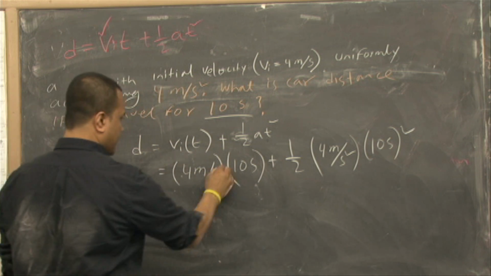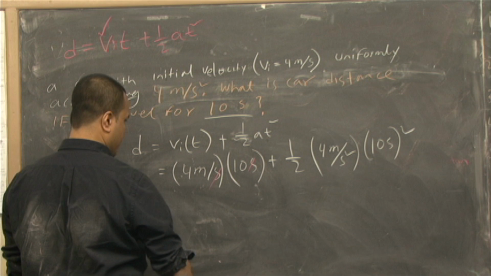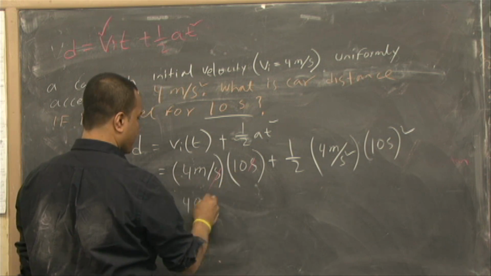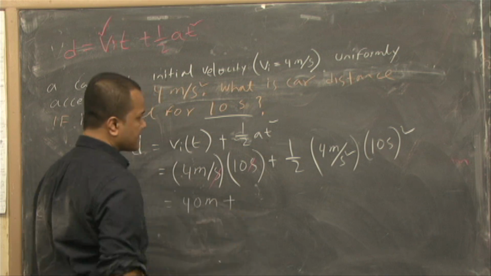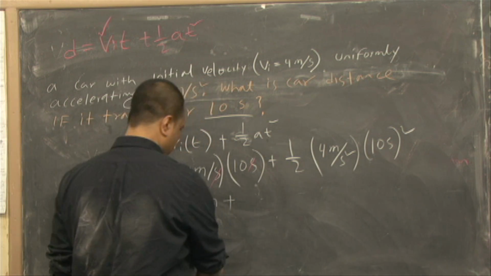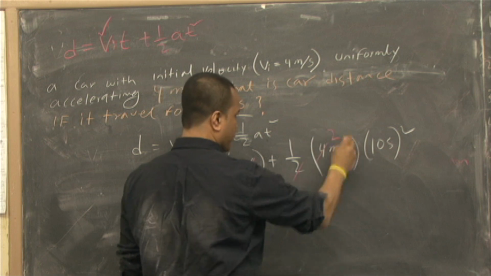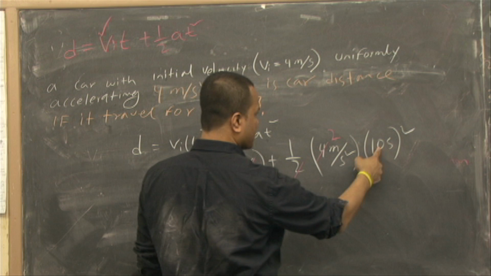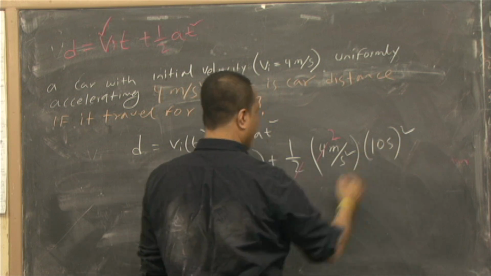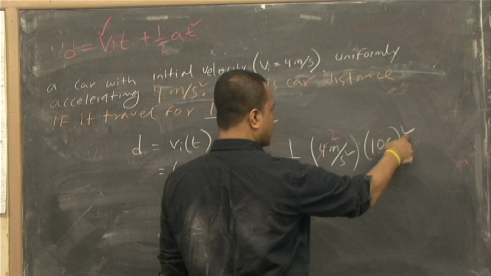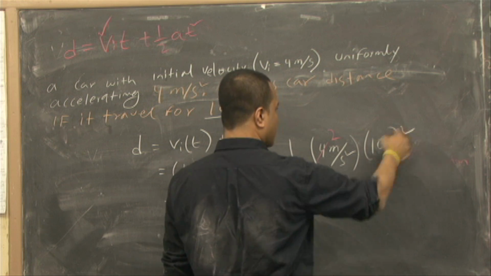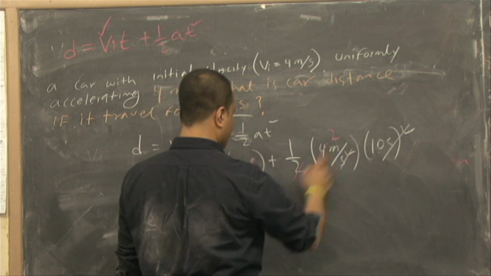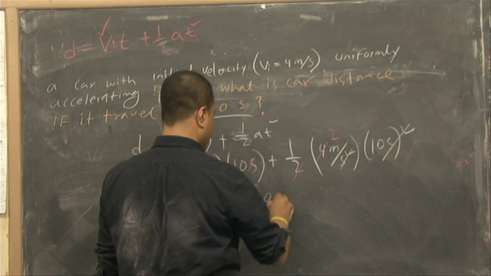Now, second cancel. So what are we left with? 4 times 10 is 40 meters, plus 2 goes into 4 twice, so 2 times... and then the second is, okay, 10 squared is 100, s squared cancel, and then 100 times 2 is 200 meters.